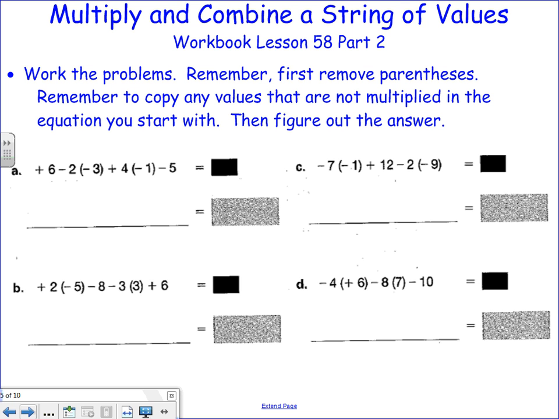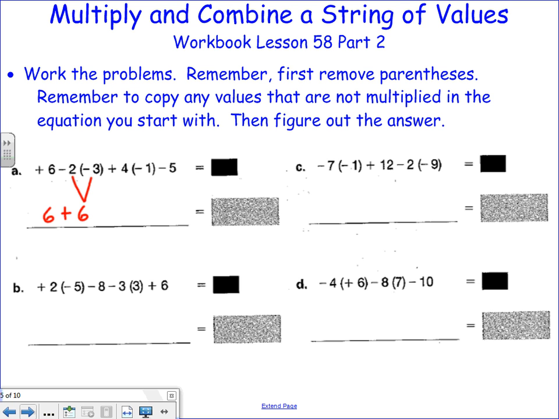So when I look at problem A, I am going to, again, work my way from left to right, take care of any multiplication I see with the parentheses. So I've got the +6. Well, that's not being multiplied by anything, so I'm going to leave that. Now in parentheses, I have a -3, which is being multiplied by the -2. So -2 times -3, okay, is +6. So those two made my +6.